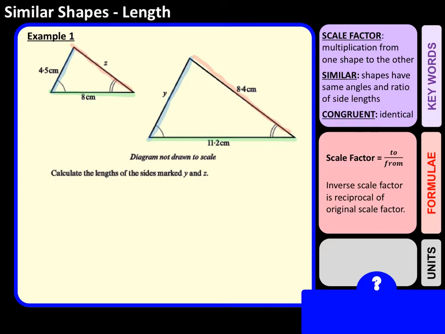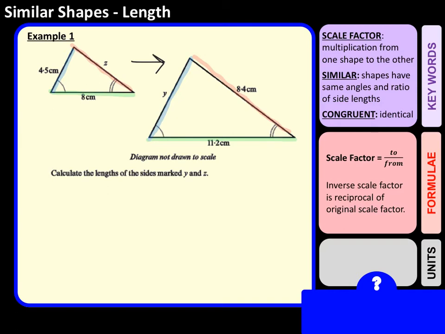Okay, so looking through all of those sides, the first thing we need to do now, once we've labelled, is to get the scale factor. So we know that scale factor is 2 over from, and we've got to find the sides marked Y and Z. So I'm going to start by trying to find y. So that means I'm going 2y from this shape here. So I'm just going to draw an arrow on there to say which way I'm going.